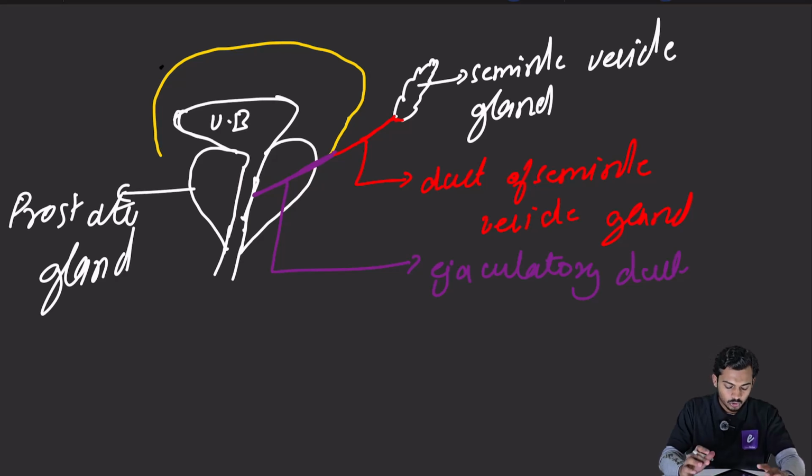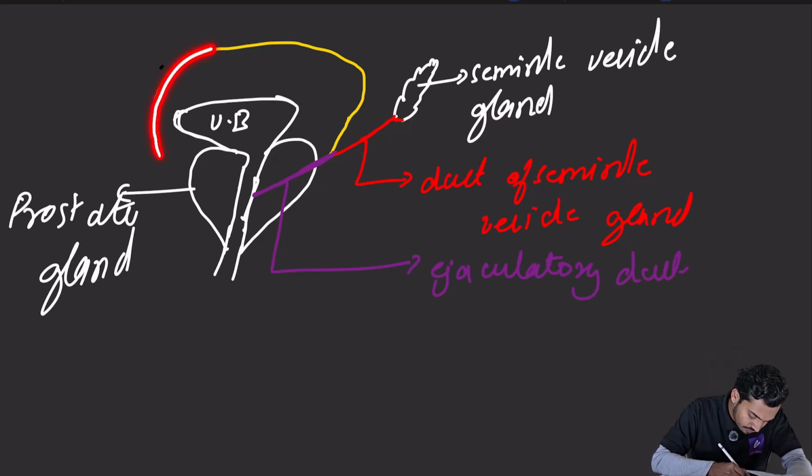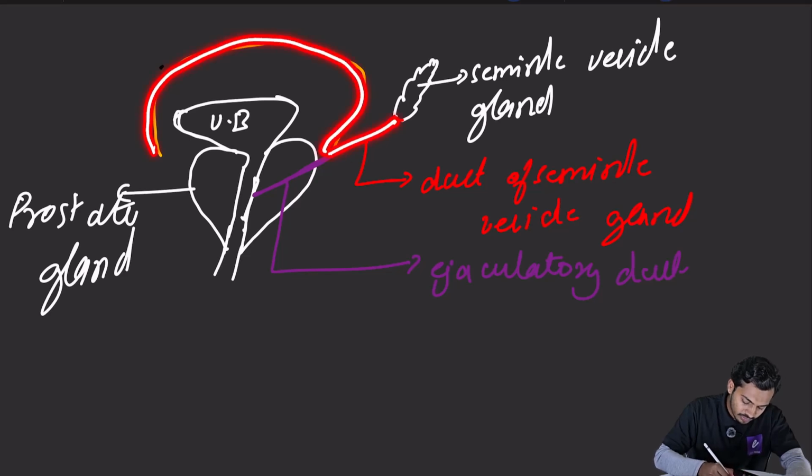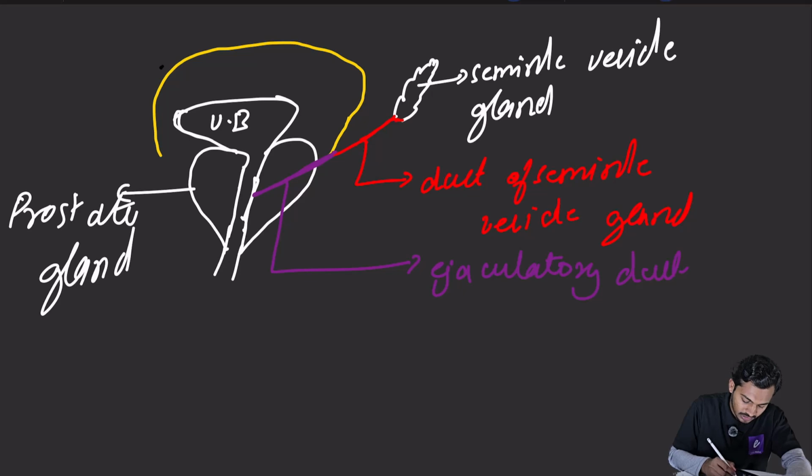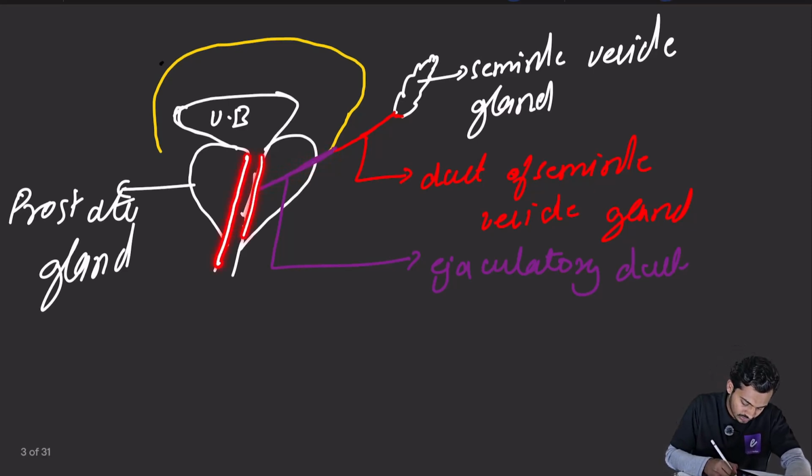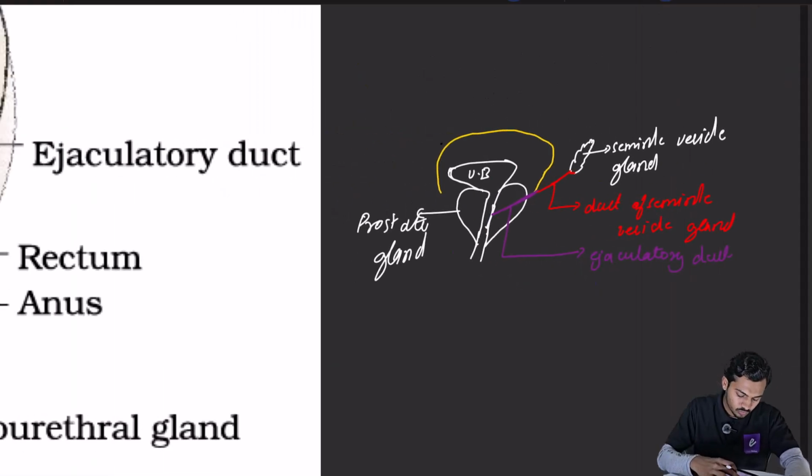समझ में आया दोस्तों? तो बिहाइंड यूरिनरी ब्लैडर क्या होता है? Vas deferens, it will go around the urinary bladder, behind the urinary bladder, it will join with the duct of seminal vesicle gland and it will form a common duct. ये common duct को हम कहते हैं ejaculatory duct दोस्तों. अब ये ejaculatory duct क्या करेगा, prostate gland के थ्रू जाकर ये यूरेथ्रा में ओपन हो जाएगा. It will open in the urethra. So this is the urethra, right? So this is what happens.